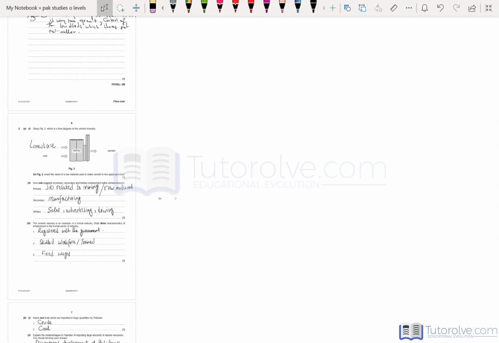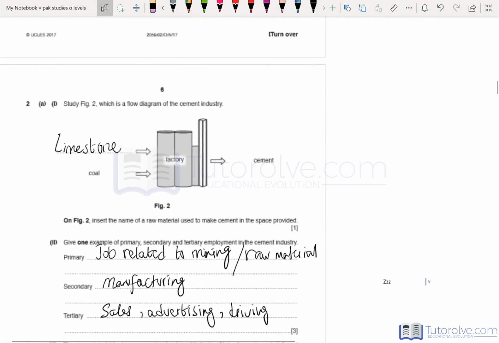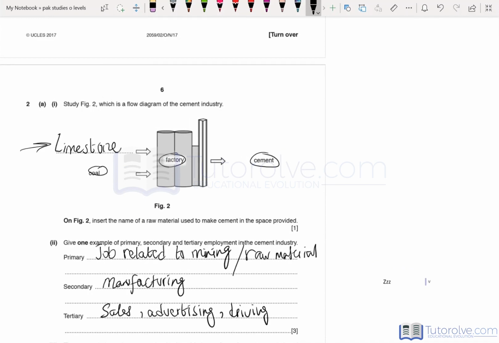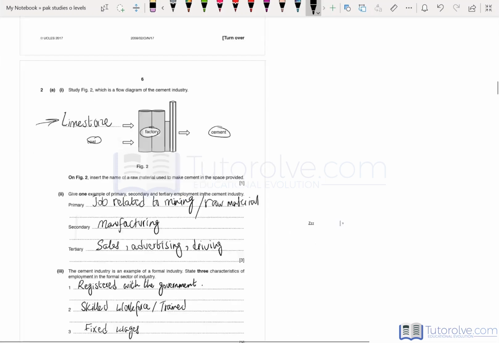Now in question number 2, there is a figure which is a flow diagram of the cement industry which goes from coal to the factory and then cement. What is the ingredient that is missing? Here is the ingredient which is limestone. And give one example of primary, secondary, and tertiary employment. So primary is a job related to mining, tertiary is sales, advertising, taxi driving, and secondary is manufacturing.